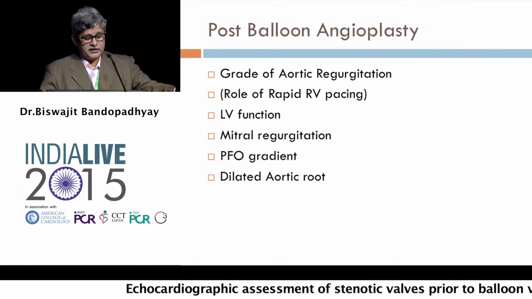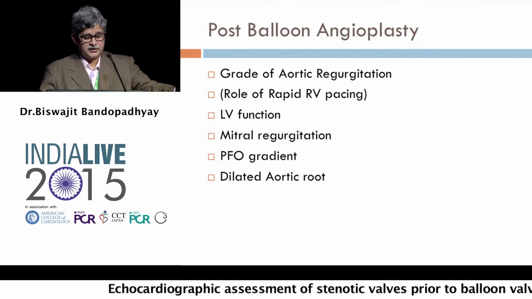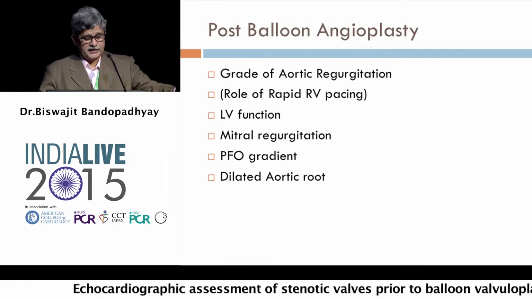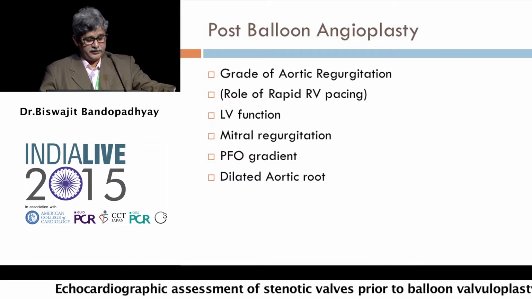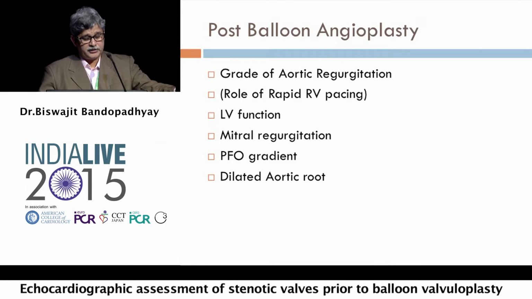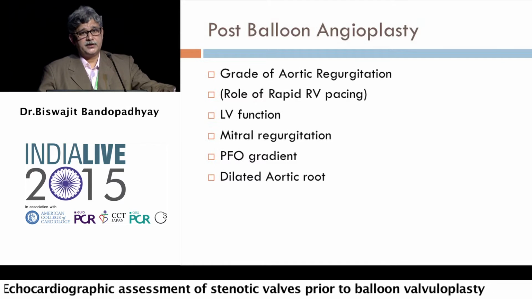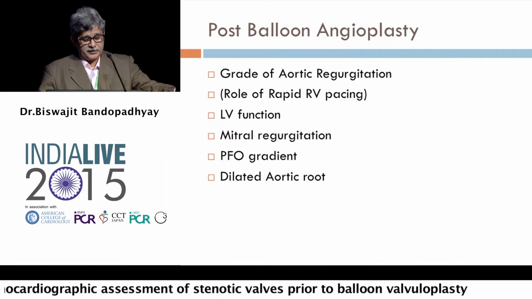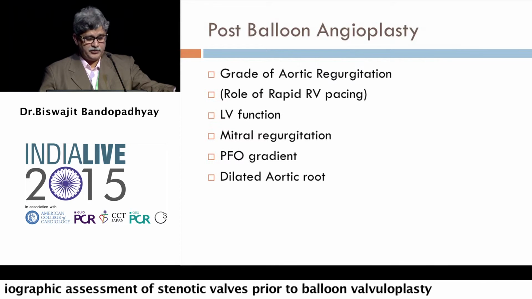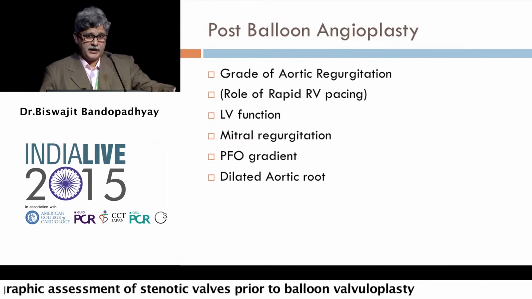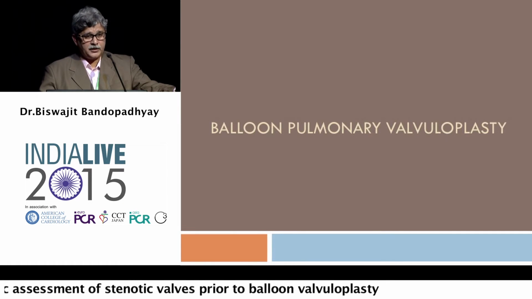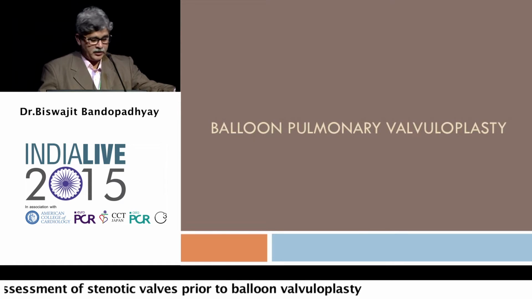Whether the LV function has improved, whether the mitral regurgitation has come down, and whether the PFO gradient has come down, it takes time to come down with the improvement of the LV function. And this dilated aortic root is very important because it is often associated with bicuspid aortic valve, and especially as a disease continuum. So we need to take care of the dilated aortic root and give specific medicines needed for that. Next, we come to balloon pulmonary valvuloplasty.